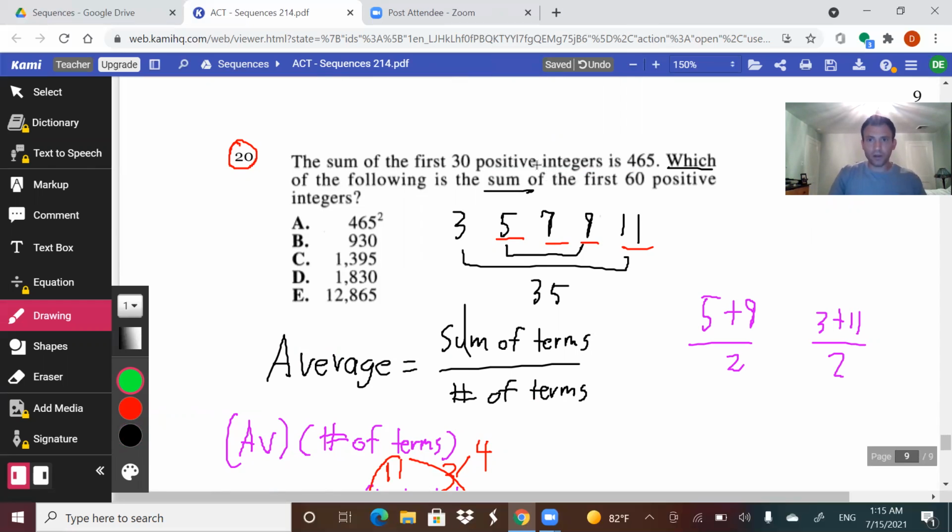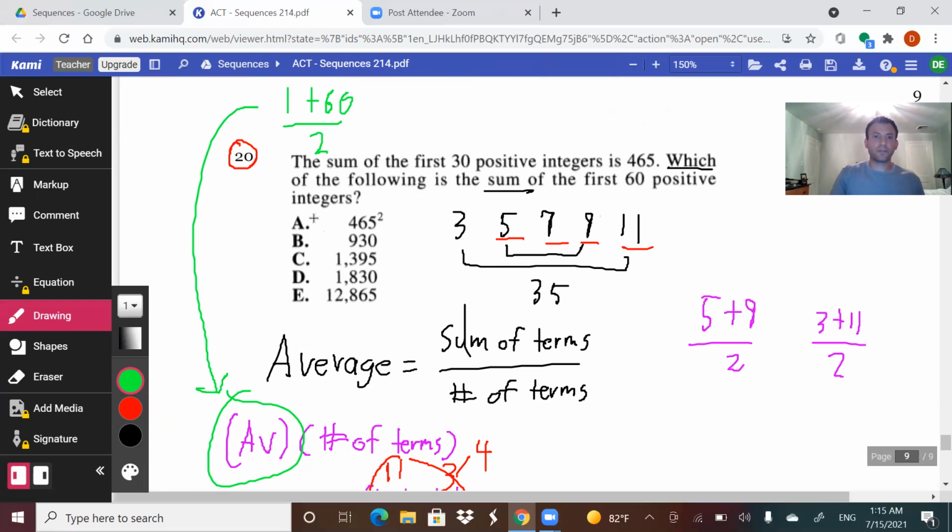So we want that average. If we want the first 60 positive integers, the first integer is going to be 1, and the last integer is going to be 60. We divide the sum by 2. That's going to get us our average, so our average is going to be 30.5.